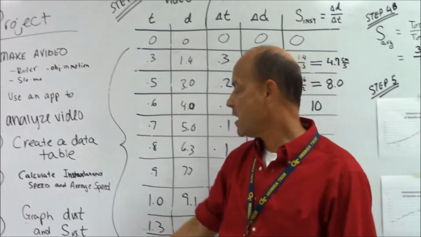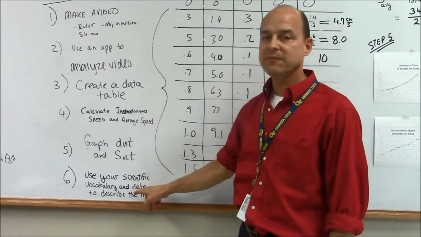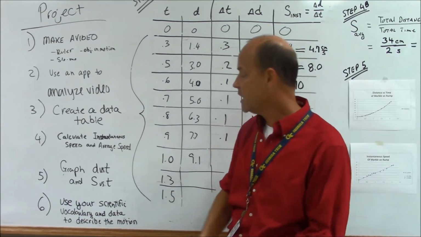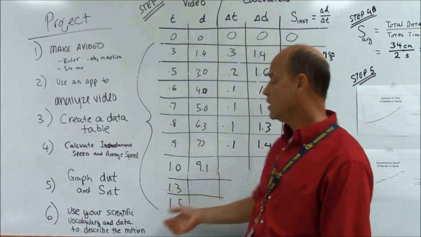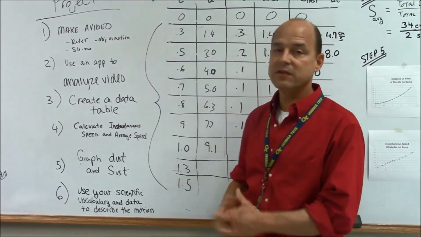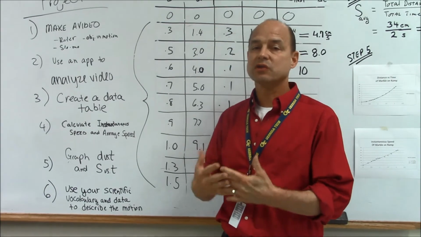The last step is to use your scientific vocabulary, using words like acceleration and velocity and all those big words, and your data to describe the motion. You're going to be using words. So the object of this project is to describe motion.